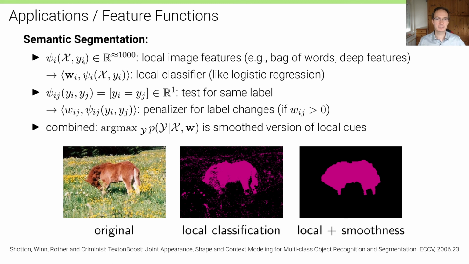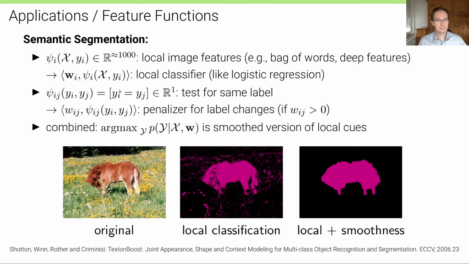So with each of these sites, yi, we associate a local image feature that describes how this pixel looks, or in particular how it relates to a certain semantic class label. For example, if there is a green region, then it's unlikely to be a horse. But if there's a brown region around that pixel, it's more likely to be a horse. So these are local features that can be extracted using hand-engineered features such as bag of words or deep features, and are typically in the order of maybe a few thousand. So we have to compute here this inner product of, say, a 1,000-dimensional parameter vector with a 1,000-dimensional feature that is returned at this particular pixel. And you can think of this as a local classifier, like in logistic regression, where we also take this inner product.